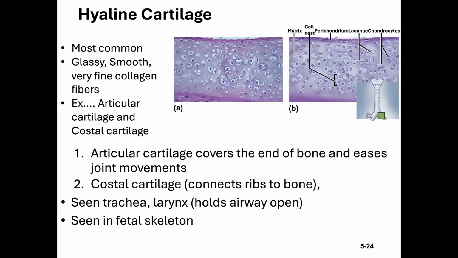You'll come across these terms in further classes. And this hyaline cartilage can also be seen in the trachea. Why do you need it in the trachea? Because that's an air passage, so you have to keep it open, right? If the trachea collapses, you cannot breathe. Air doesn't go in. So this cartilage holds the trachea open. And also in the fetal skeleton, it's mostly hyaline cartilage.